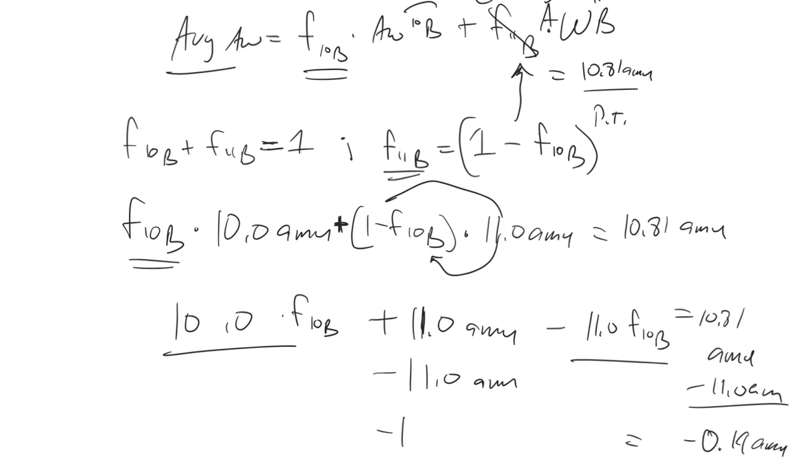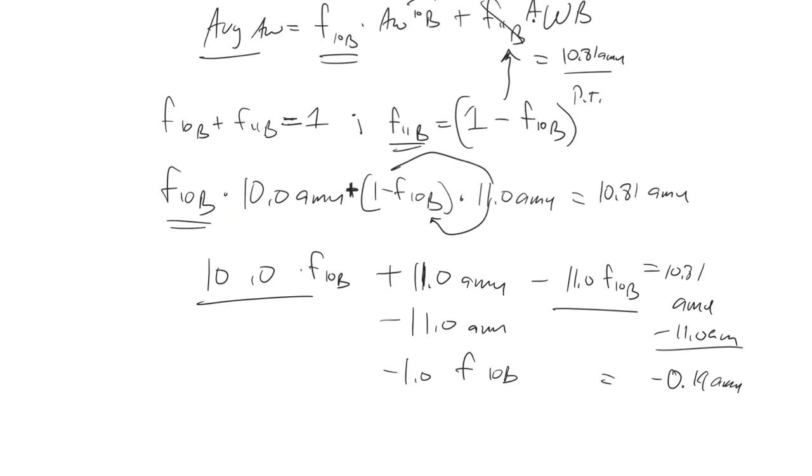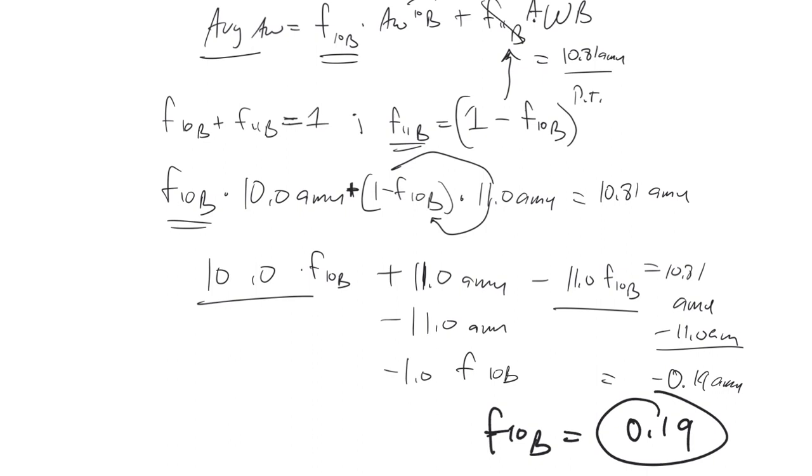So I'd have negative 1.0 times the fraction of 10 boron is equal to negative 0.19 AMU. So the fraction of 10 boron, the fraction of that lighter isotope, would be equal to 0.19, just from negative 0.19 divided by negative 1.0.